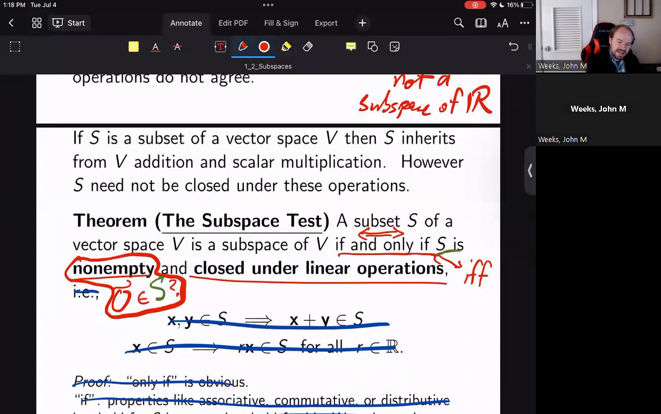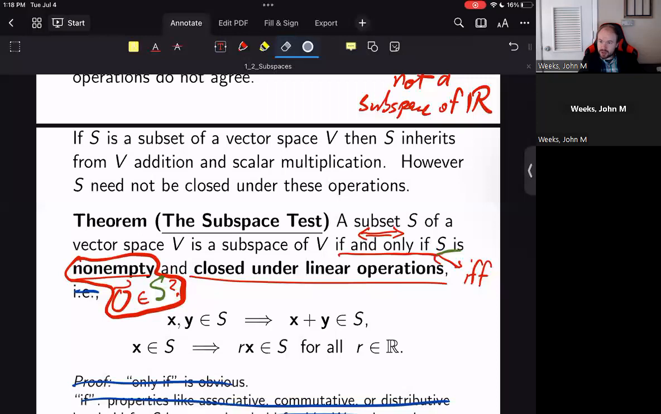Then I want to check to see if it's closed under linear operations. Is it closed under addition? That would mean that if you have two elements inside of your subset, then x plus y is in there. Is it closed under scalar multiplication? Can you multiply by anything in the real numbers and get something still there?